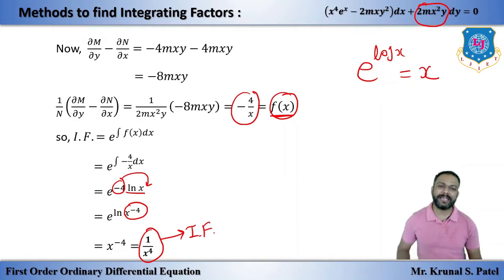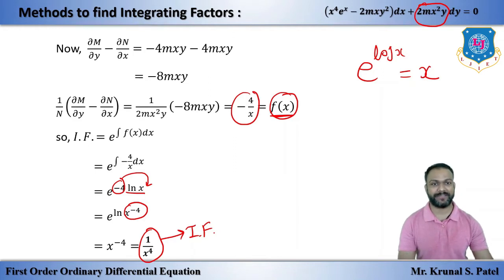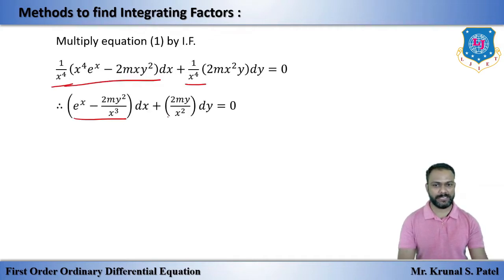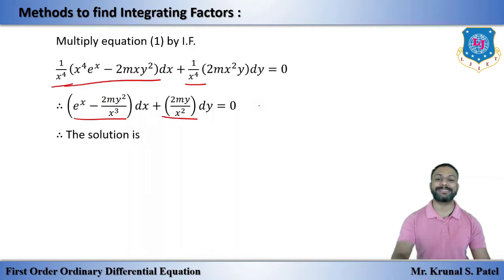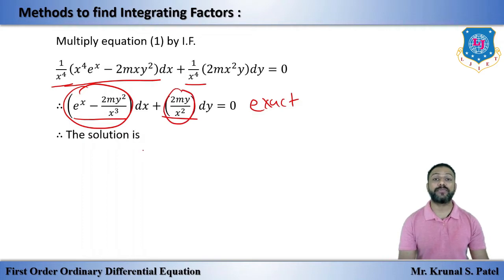Now after finding the integrating factor, we know the method. Multiply equation 1, that means the original question, by the integrating factor, 1 by x raised to 4. By simplifying this, we have this term, and this becomes compulsorily exact. If it is exact, then the solution is given by integration of this term keeping y constant, and integration of the term free from x. But here x is included, so we have to omit this entire term.